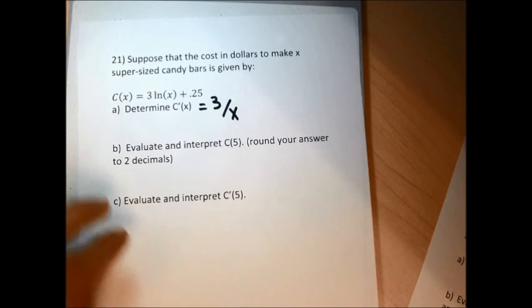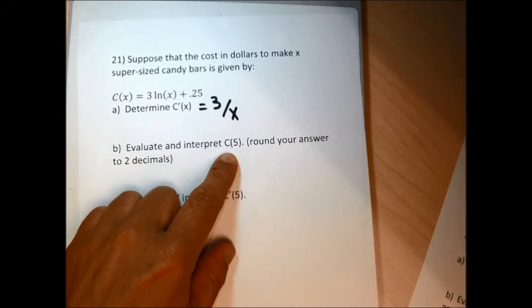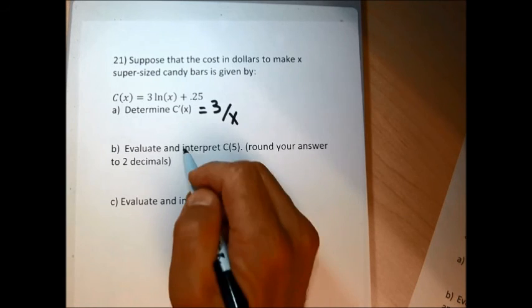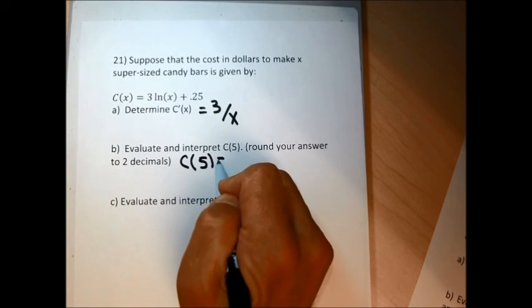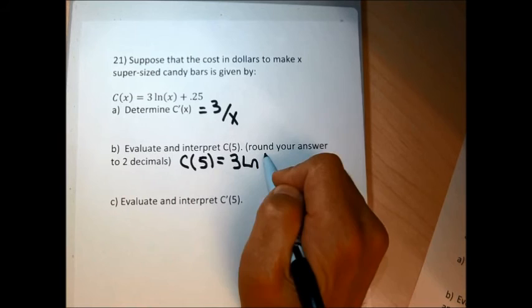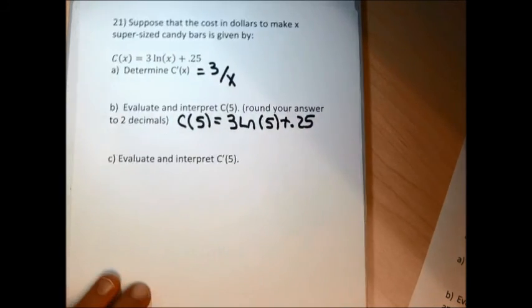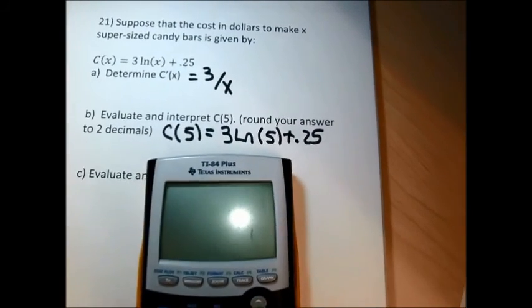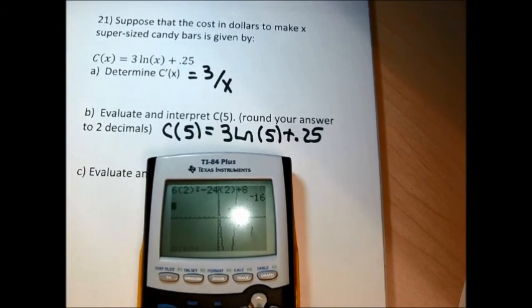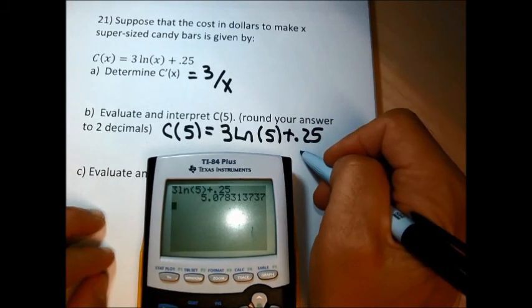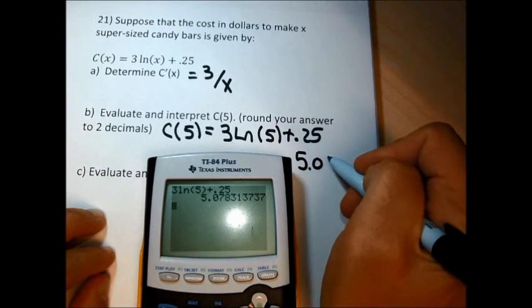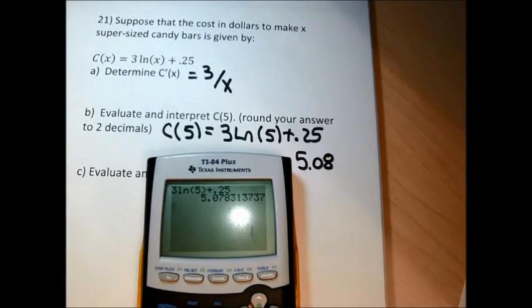Now I'm ready to do the work here. Evaluate and interpret C of 5, which involves putting 5 into the original function. So C of 5 equals 3 times the natural log of 5 plus 0.25. And we can do that 2 ways. We can do it from the main screen on my calculator, going second quit, clear, 3 natural log of 5 plus 0.25, and I get 5.79 if I want to round that to 2 decimals, because it's money. I should probably round it to $5.08, should I say, if I round that to 2 decimals.